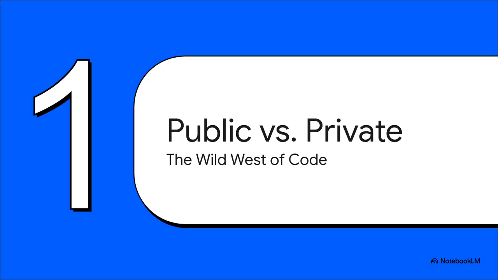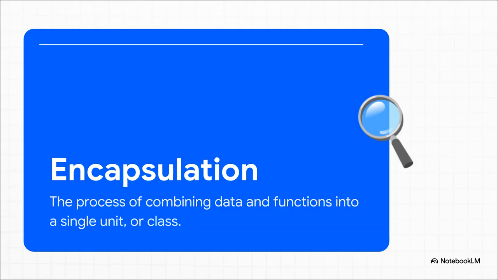Look, leaving all your data public is definitely easy, but it's also kind of like the Wild West of programming. It means any function from anywhere in your codebase can just randomly change a value. And that leads to bugs that are an absolute nightmare to track down. It's really like leaving your front door unlocked. So how do we bring some law and order to all this chaos?